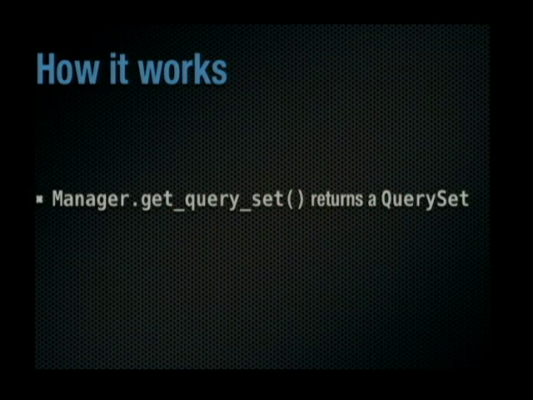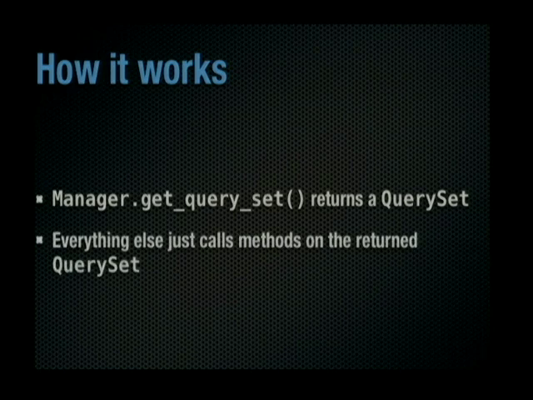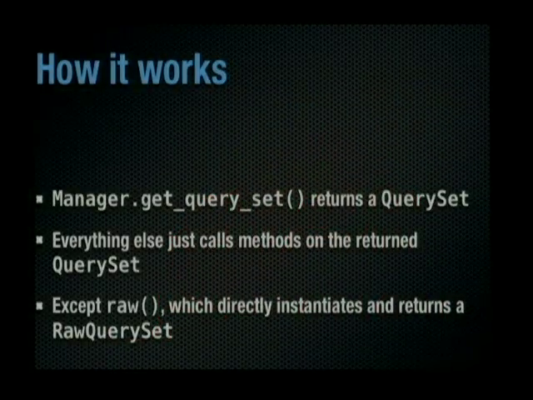How a manager actually works is ultimately almost everything in it delegates to a method called get_queryset, which returns a query set. Everything else in a manager just calls those methods. So when you do all, when you do filter, when you do get, when you do whatever on a manager, what you're really doing is calling get_queryset and then calling all or filter or get on the query set object that comes back out of that method. The one exception is raw, which instantiates its very own special query set called a raw query set, which is different because it has to handle the fact that it's just a pure SQL query.